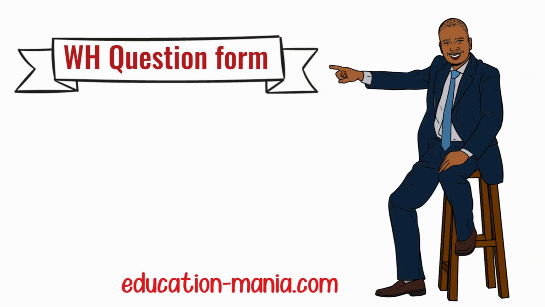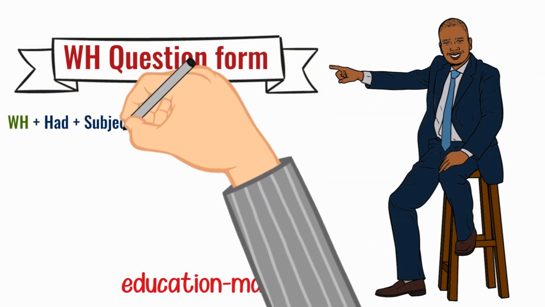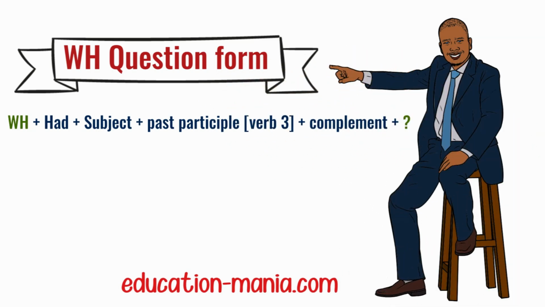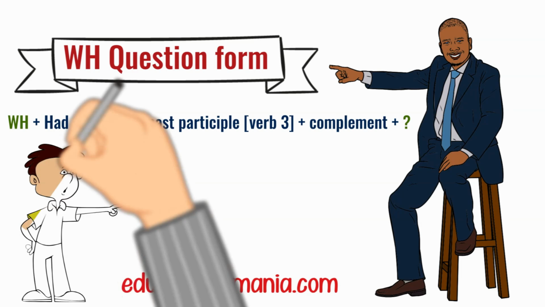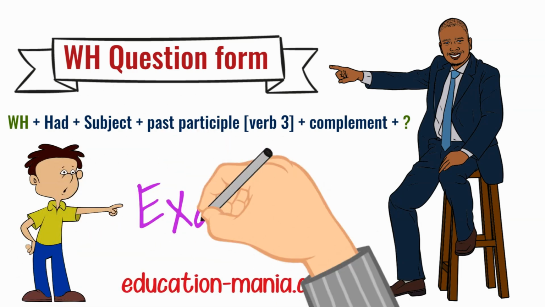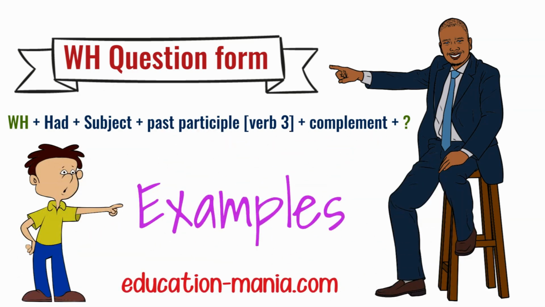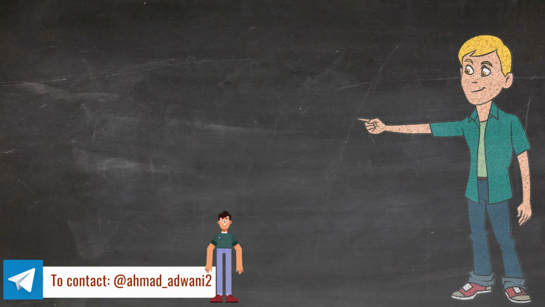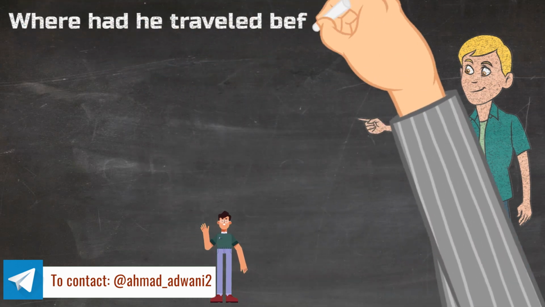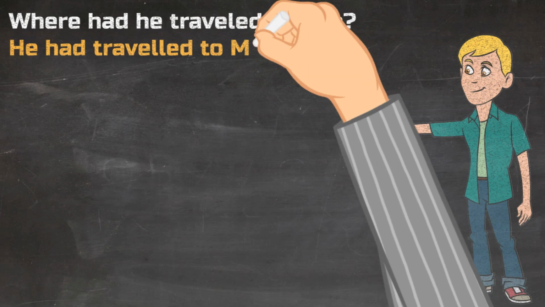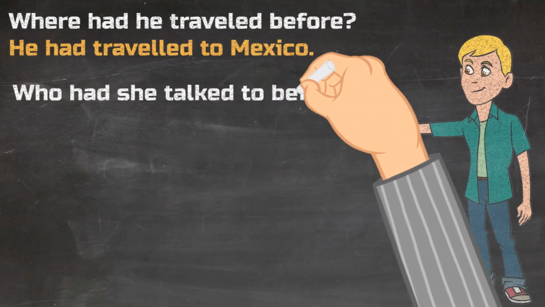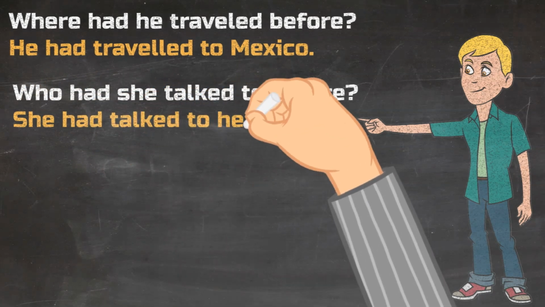WH question form. WH plus had plus subject plus past participle, verb 3 plus complement plus question mark. Examples. Where had he traveled before? He had traveled to Mexico. Who had she talked to before? She had talked to her father.